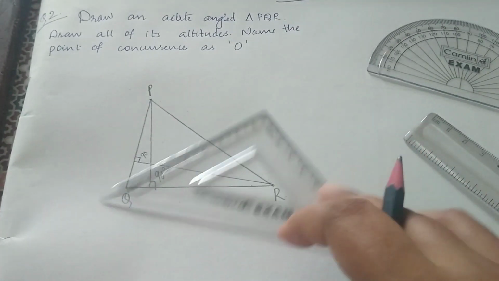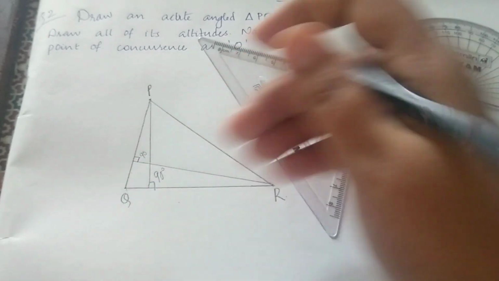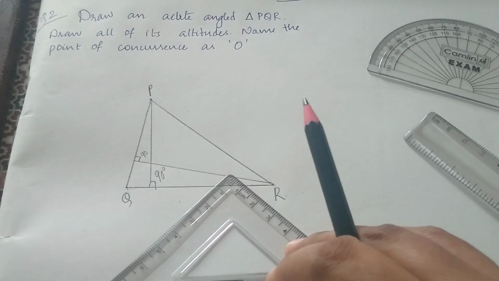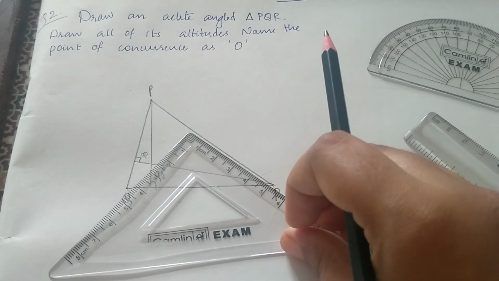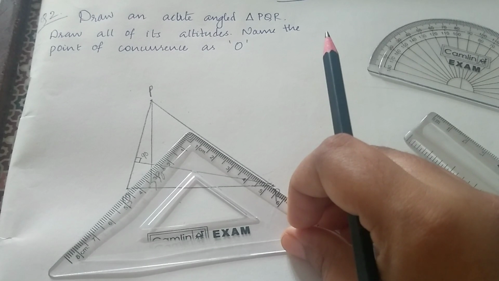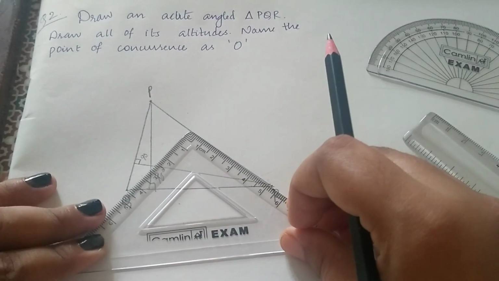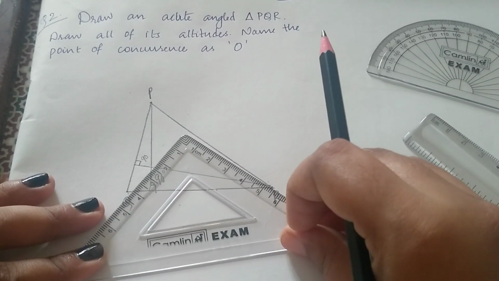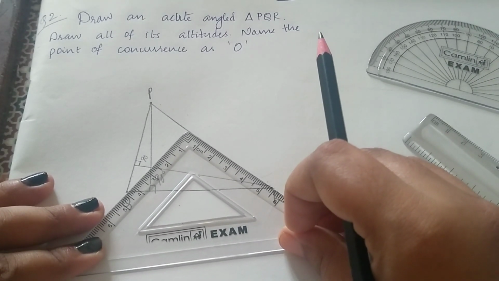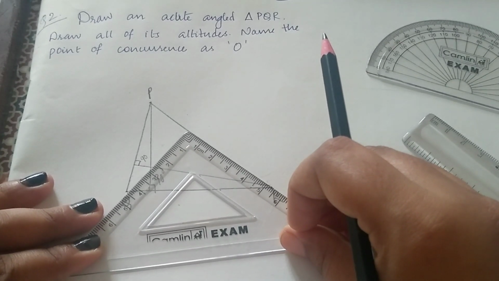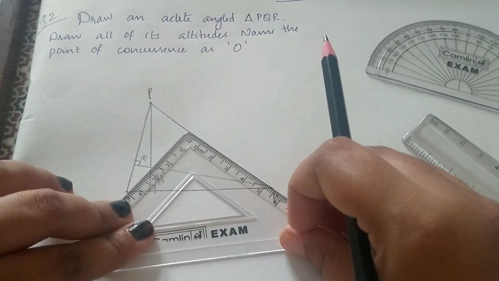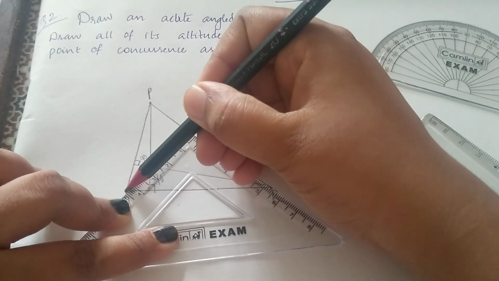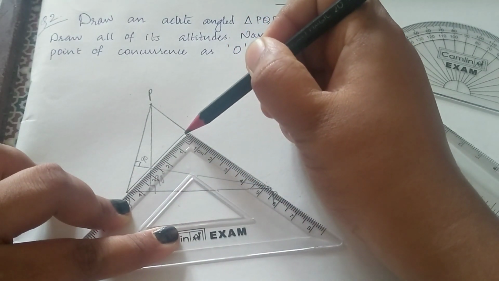Same thing we are going to repeat for which one? Now vertex Q is remaining. So from the vertex Q, which is the opposite side? PR, correct? So we have to place this set square in such a way that it lies exactly on PR, and see to it that it is at the vertex. Just make necessary changes over here, just place it properly. It should be a perfect 90 degrees. And once it is done, we can draw the perpendicular line.